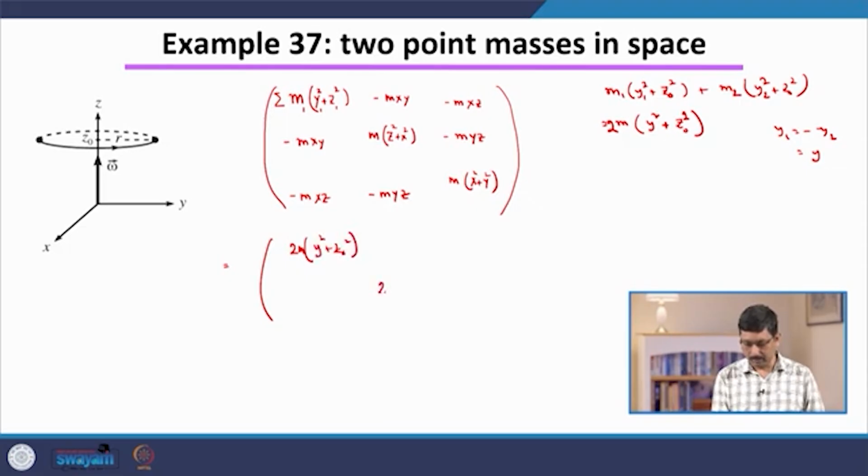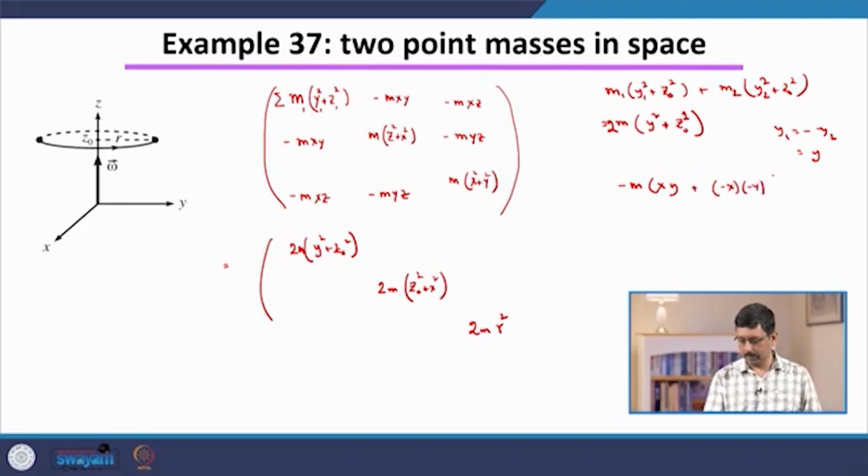So, then by symmetry the other diagonal elements will be x square plus r square for both of them. So, that will be r square. Now, this term will become the minus m x y and minus x minus y. So, this will become minus 2 m x y.